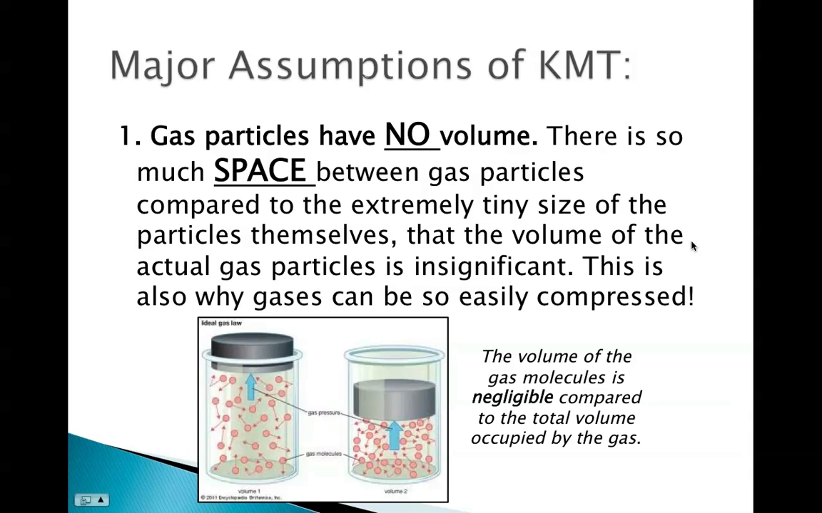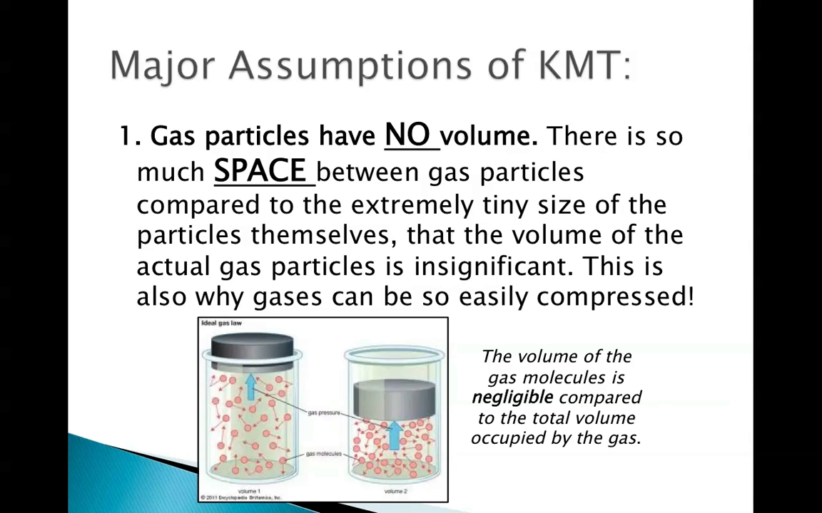Now, there are some major assumptions of kinetic molecular theory. These explain the qualities of what we consider an ideal gas, so a gas that behaves under ideal conditions and thus characteristics. The first one is that gas particles themselves have no volume. So the molecules and atoms of the gas essentially have no volume. There is so much space between the gas particles compared to the extremely tiny size of the particles themselves that the volume of the actual particles is insignificant. This is why gases can also be easily compressed because of all the space between them.